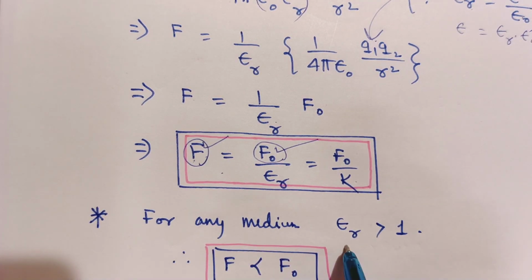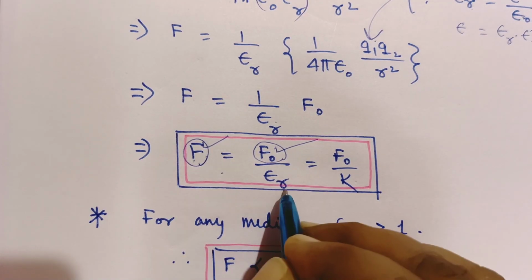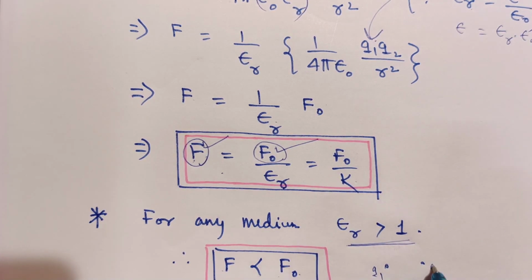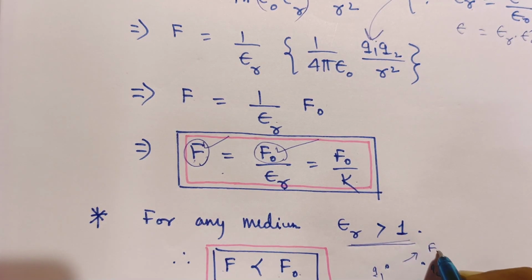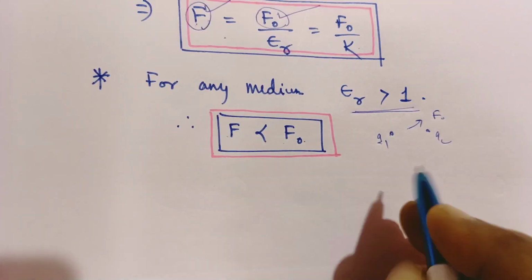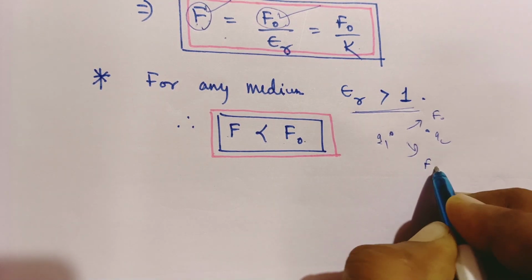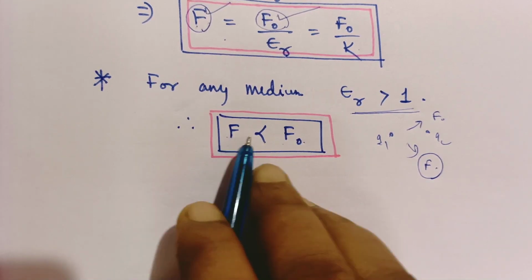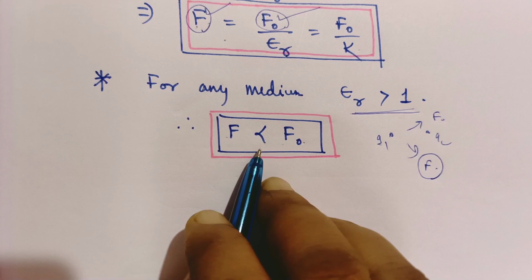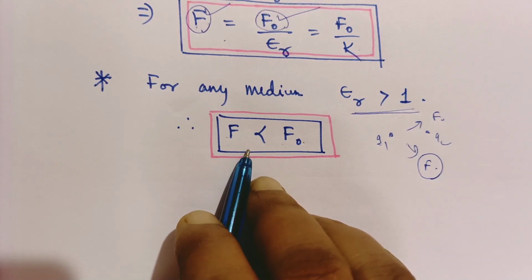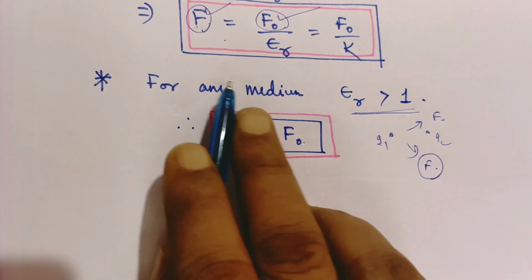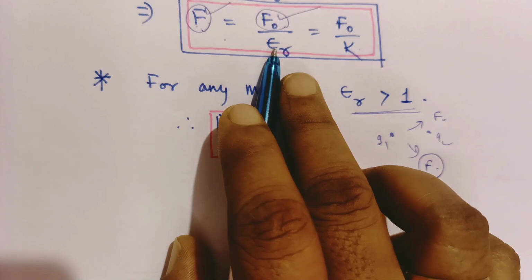For any medium, the relative permittivity is always greater than 1. As this value is greater than 1, you can write F less than F0. That means if there are two charged particles, Q1 and Q2, and you calculate F0, that means no medium is there. If the medium changes, then it will be F, and this value is always less than in free space. So Coulomb's force is maximum in free space. Keep in mind, this type of question also comes in the exam: in any medium the electrostatic force decreases. You can explain how it decreases using this formula.